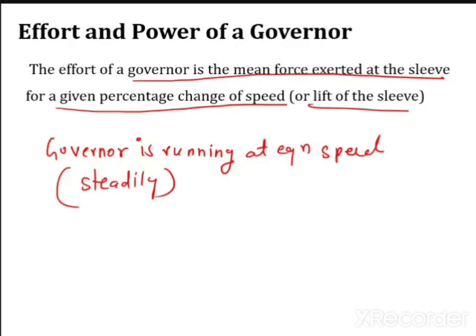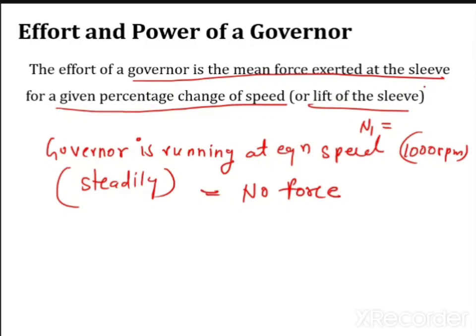Steadily means the governor is stable. The governor has reached the equilibrium speed and is now running at the equilibrium speed, let us say 1000 rpm. In such a case, there is no mean force exerted on the sleeve. म्हणजे बाळांनो सांगायचा मुद्दा असा आहे की गव्हर्नर जेव्हा तुमच्या इक्विलिब्रियम स्पीडला असेल, let us say the governor equilibrium speed n1 is equal to 1000 rpm. The governor has reached equilibrium speed already and is running at equilibrium speed. Then there is no force exerted on the sleeve.